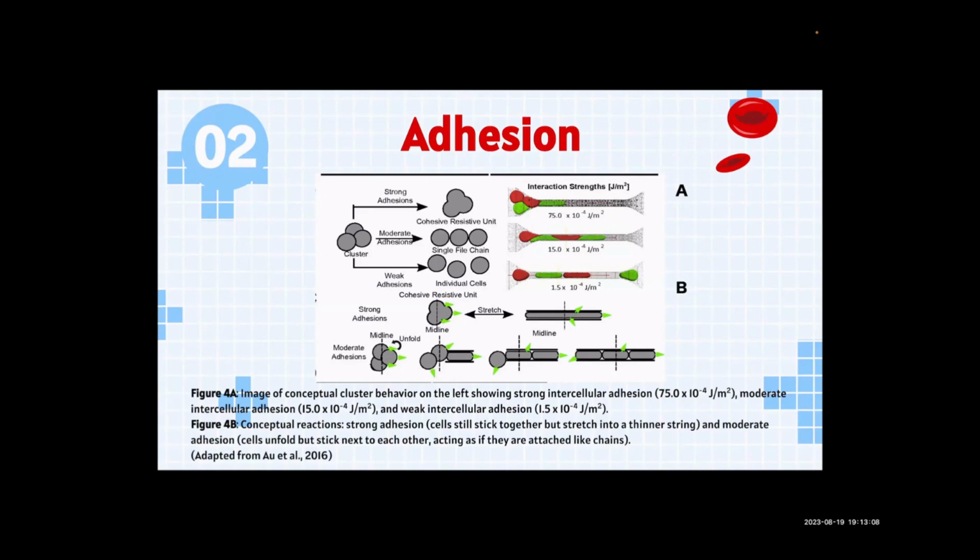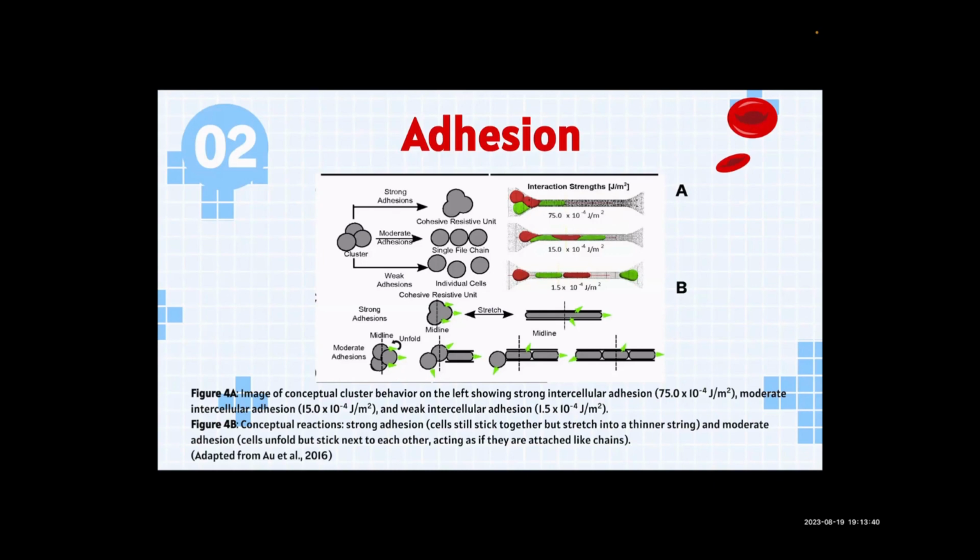Figure 4a, like on the top right corner, shows the different adhesive strengths. Strong intercellular adhesion at 75.0 times 10 to the negative fourth joules per meter squared. Moderate intercellular adhesion at 15.0 times 10 to the negative fourth joules per meter squared. And weak intercellular adhesion at 1.5 times 10 to the negative fourth joules per meter squared.